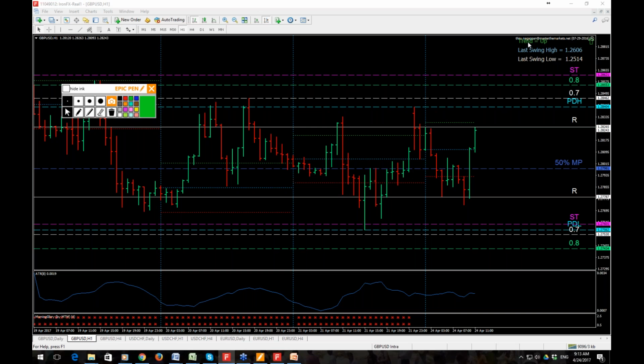The concept of this strategy over here is that we are looking to capture a range. Okay, a certain range every day. A certain range every day is what we are looking to capture.